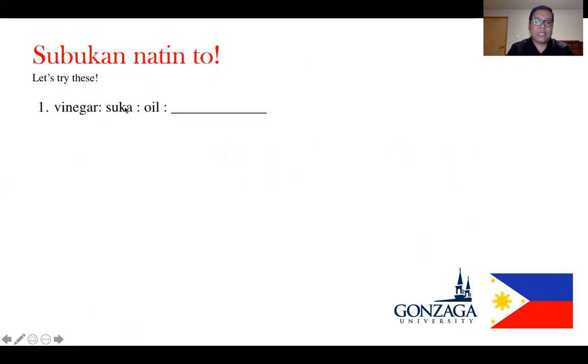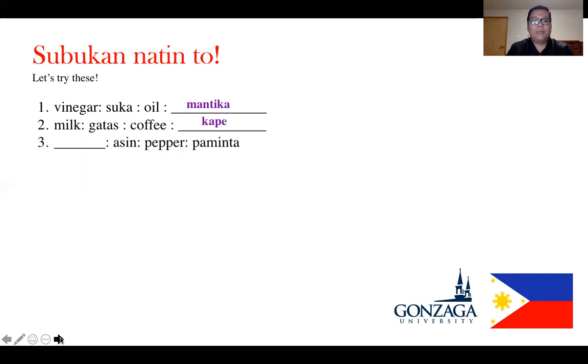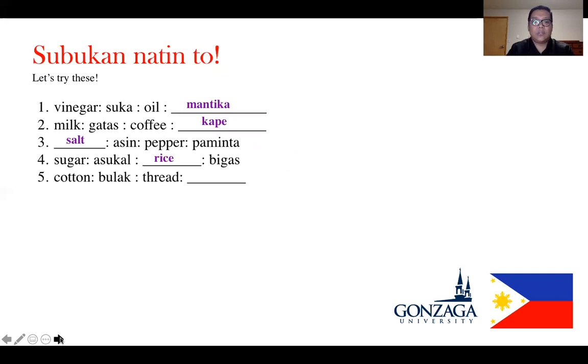Okay. So if vinegar is to suka, oil is to, so you have to review the vocabulary also so that you will master them. Mantika. Milk is to gatas, as coffee is to, what's the Tagalog for coffee? It's kape. Blank is to asin, as pepper is to paminta. So what's the English for asin? It's salt. Sugar is to asukal, as blank is to bigas. What's the English for bigas? It's rice. Cotton is to bulak, as thread is to, what's the Filipino for thread?